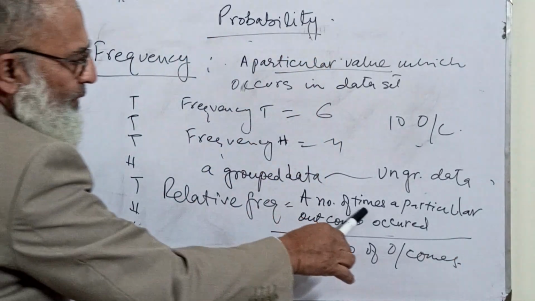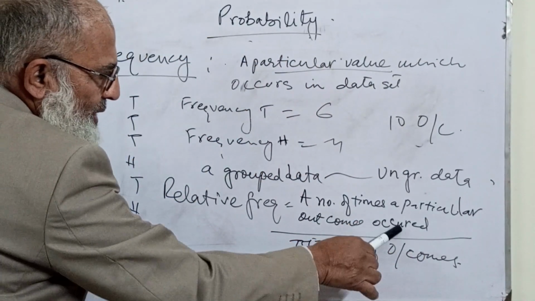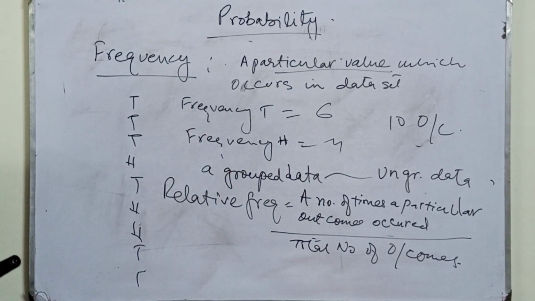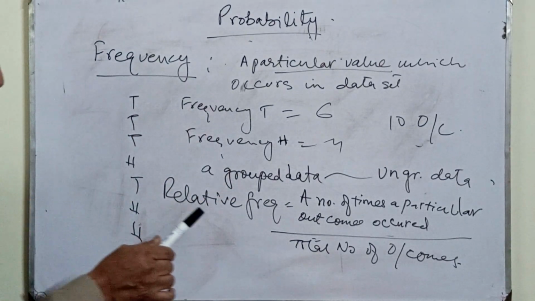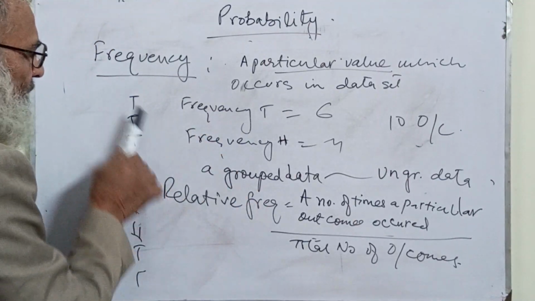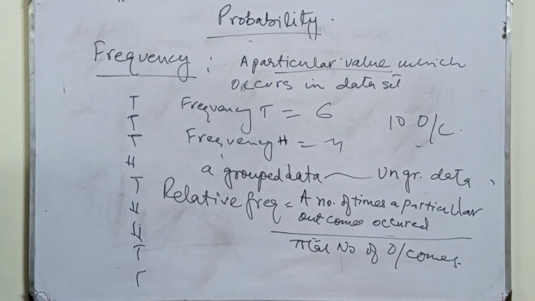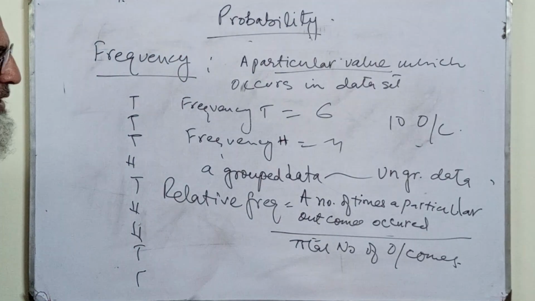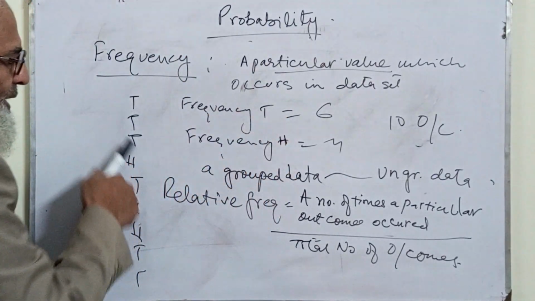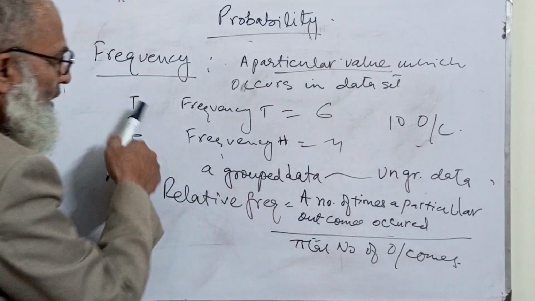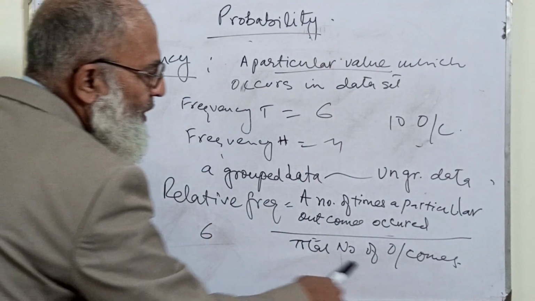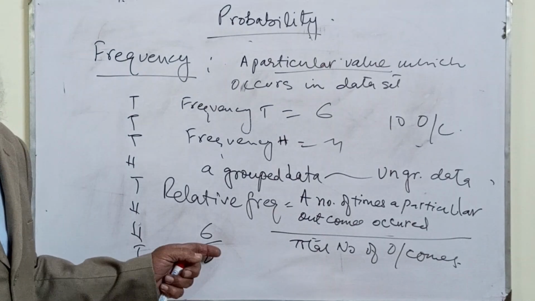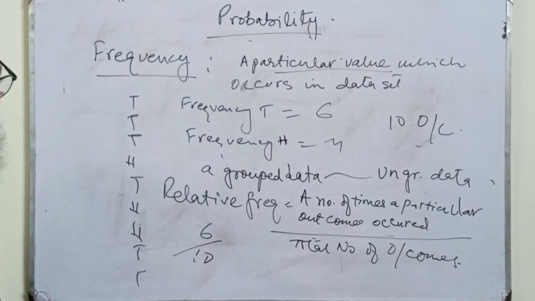It is the number of times the particular outcome occurred. Particular outcome, maybe say T. When I say T, then it is a particular outcome. Now the relative frequency of T is 6, the total number of outcomes is 10. So this is the relative frequency of T.